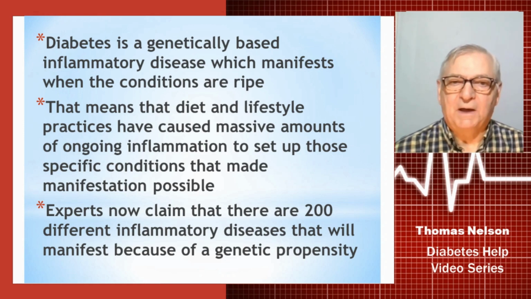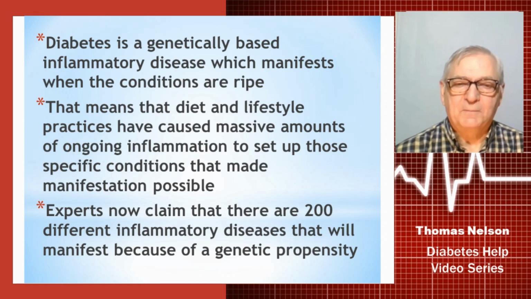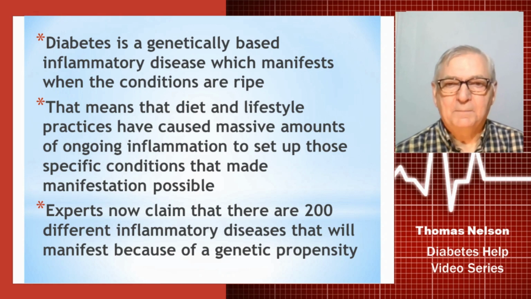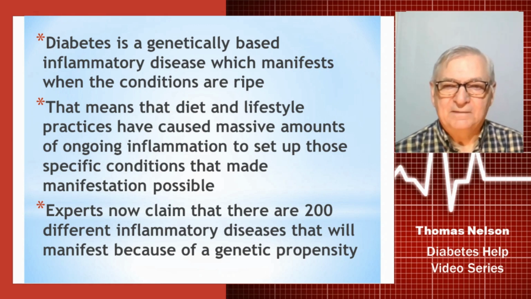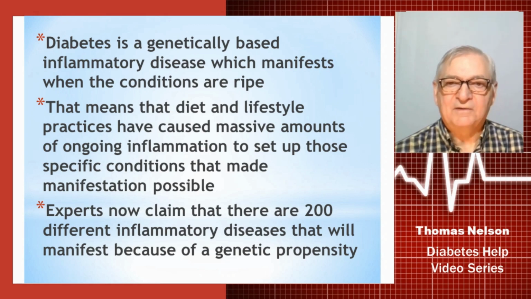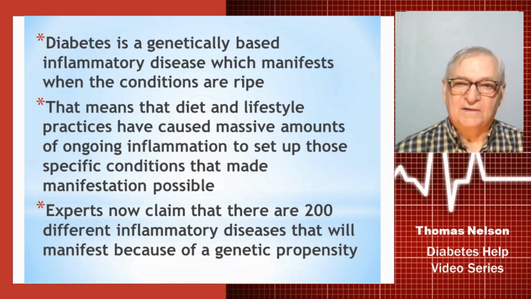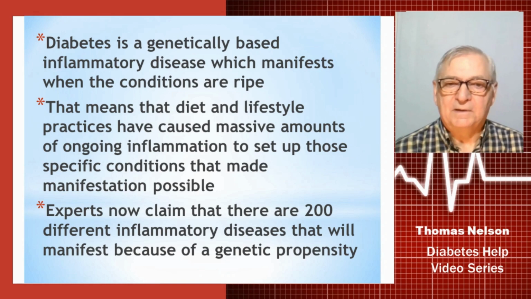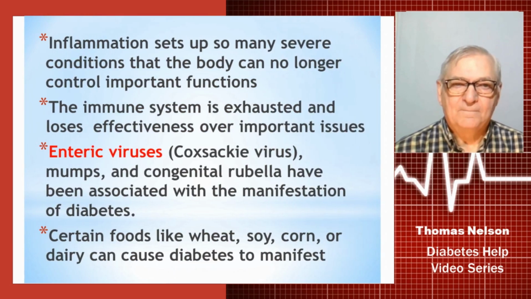of your diabetes possible. Experts now claim that there's 200 different inflammatory diseases, and they each will manifest based on a specific genetic propensity. That means each individual has a genetic makeup that's going to cause one of those 200 different diseases or disorders that are inflammatory based to manifest as a result of the damage that's been set up over these years past. It just so happened that you are genetically predisposed to become diabetic.